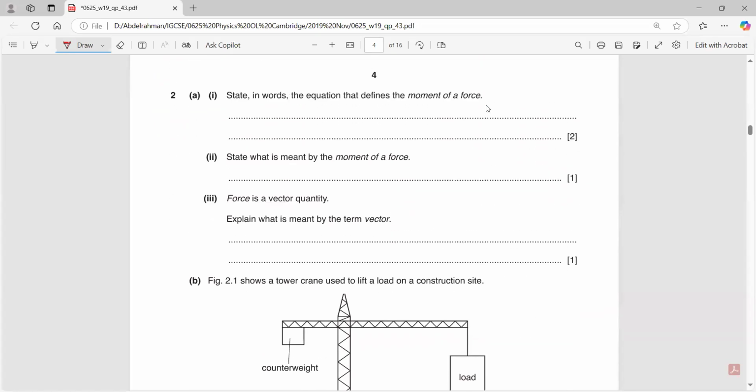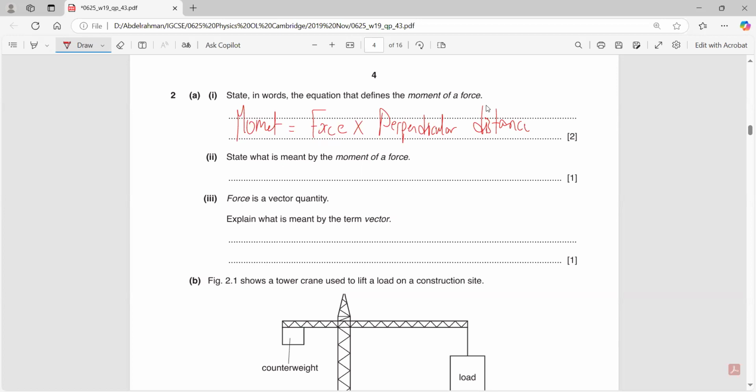State in words the equation that defines the moment of a force. How can I find the moment? Moment equals force times perpendicular distance. That's it. It's okay if you write down perpendicular wrong, or if the spelling is incorrect. Again, this is a physics test. It's not an English test. It's okay if you have some silly spelling mistakes.